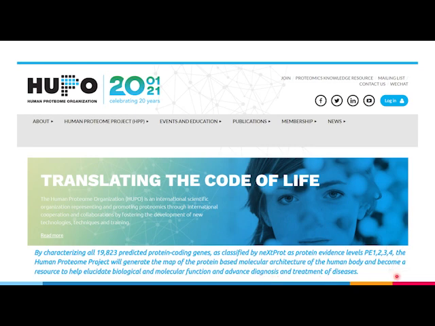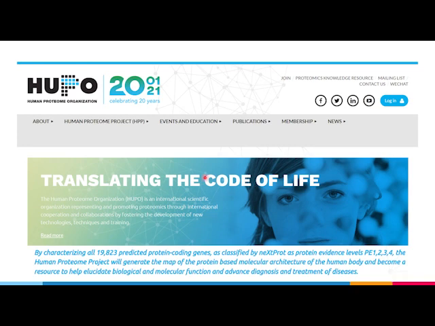Essentially, the Human Proteome Project is similar in its ideas to the Human Genome Project, that is, it wants to sequence and analyze the entire proteome of the human body and wants to make a proteomic map of every tissue present in the human body. So we will learn what biological characteristics the proteins have, what their molecular function is, and then use them in order to advance diagnosis and treatment of diseases once the entire proteome project is over.